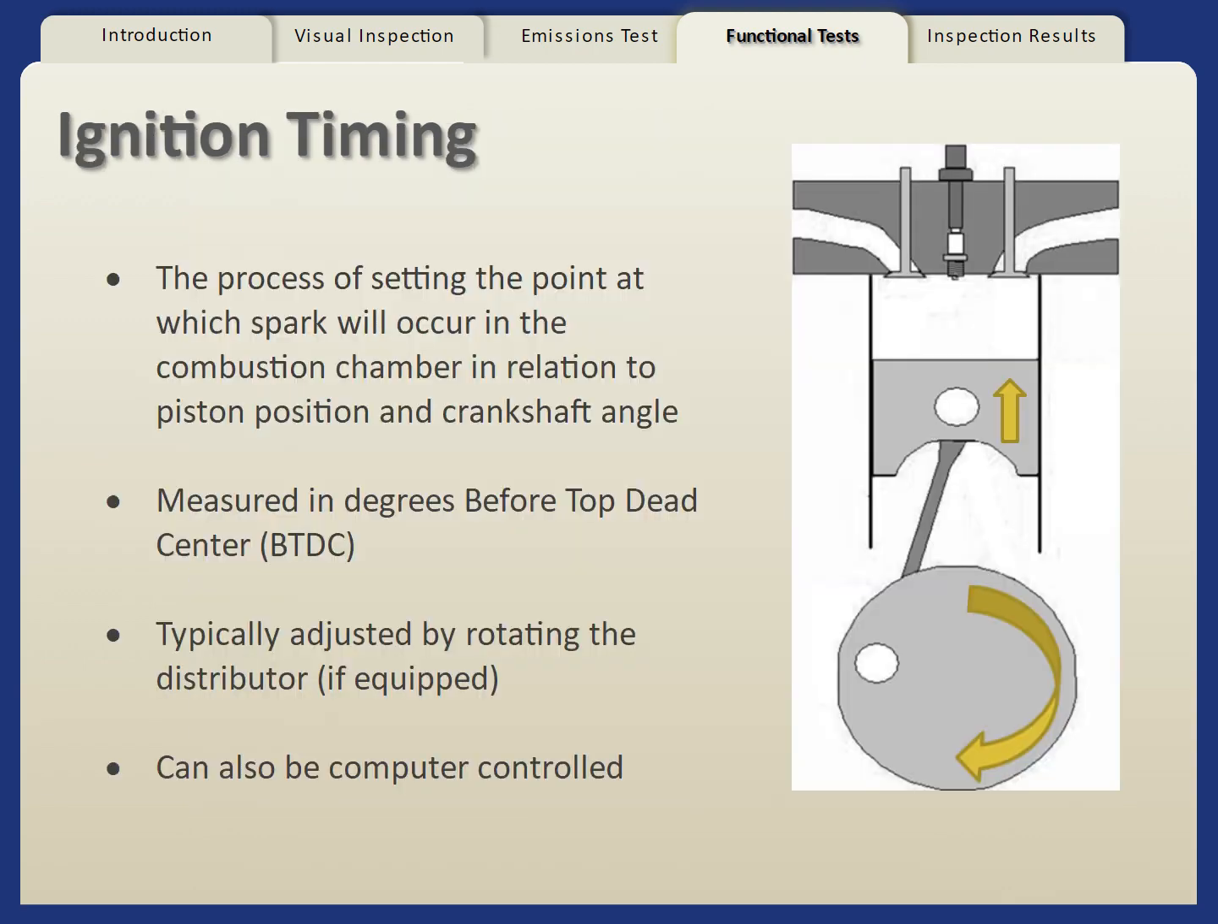Now let's look into the basics of ignition timing. It is the process of setting the point at which the spark will occur in the combustion chamber relative to piston position and crankshaft angle. Ignition timing is measured in degrees before top dead center and is usually adjusted by rotating the engine's distributor. On late model vehicles, the powertrain control module adjusts ignition timing based on engine control sensors.